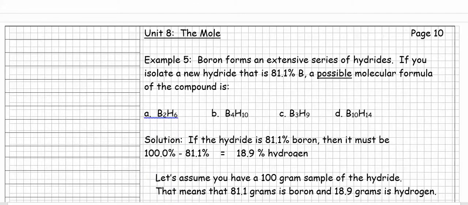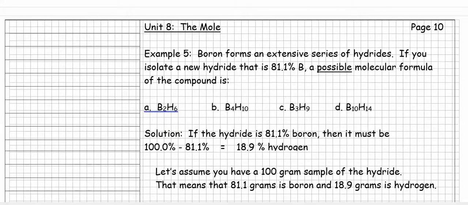Example number 5 says this. Boron forms an extensive series of hydrides. Now, don't panic here, okay? We're going to learn in the problem what a hydride is. It says if you isolate a new hydride that is 81.1% boron, a possible molecular formula of the compound is what? This is A, B, C, or D.